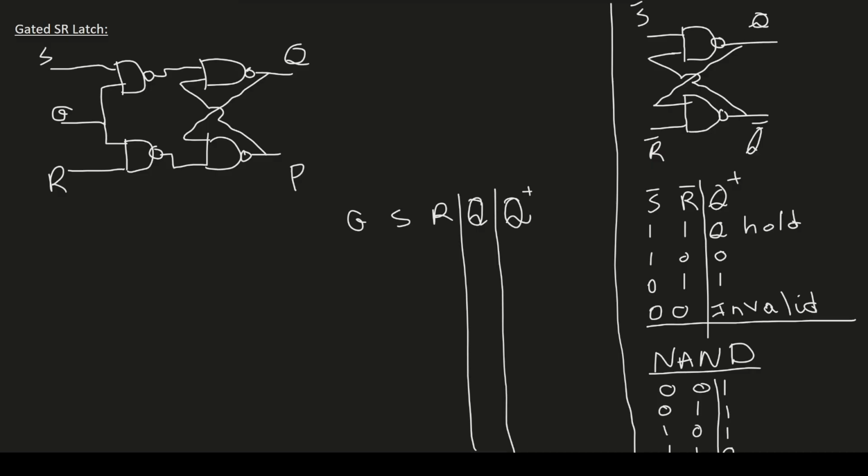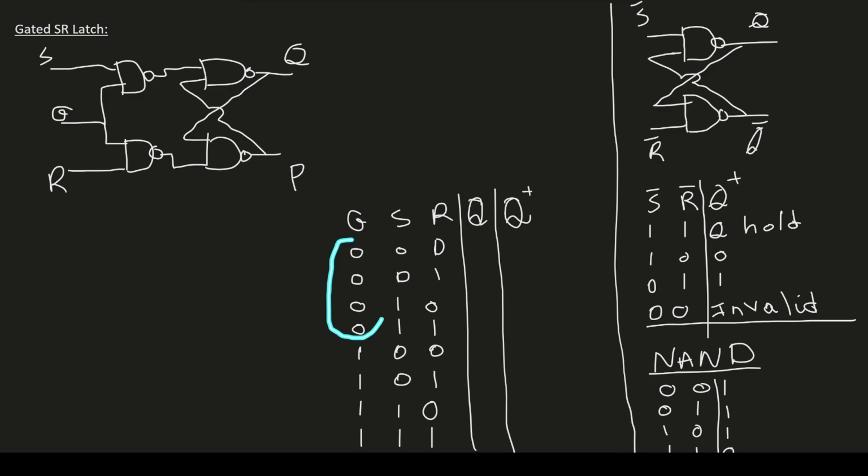So in the first 4 rows, let's assume G, the gate, is 0, not enabled. So SR will have 0, 0, 0, 1, 1, 0, and 1, 1. And then for the next 4 combinations, let's assume the gate is enabled, and we have the same thing: 0, 0, 0, 1, 1, 0, and 1, 1. So first let's analyze our circuit when the gate is disabled.